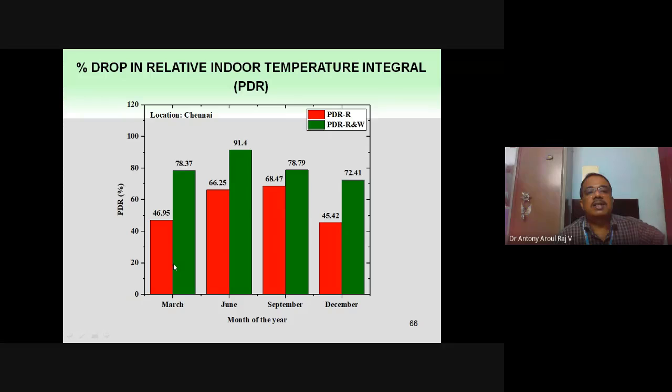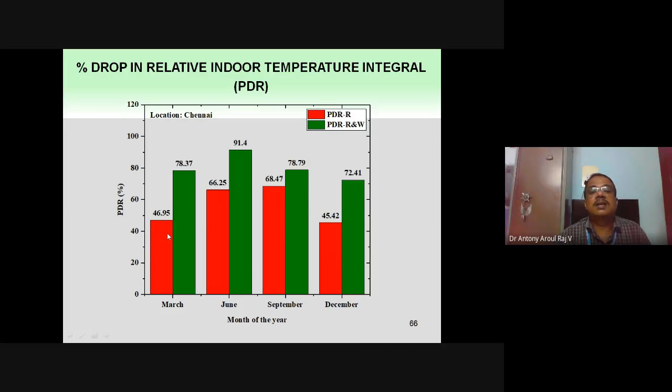So we find in March, with this phase change temperature range, the effectiveness is around 78.37 if I am giving it in roof and wall. In roof and wall, for June, it is very good, 91.4. In September, 78.79, and December it is 72.41. You may be wondering, same phase change materials, how is it giving different performance?